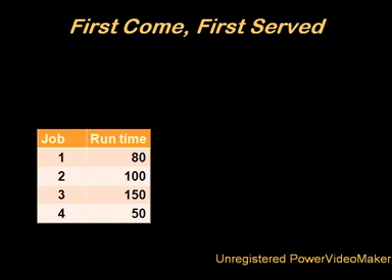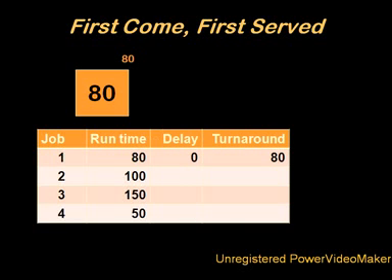Well, let's look at a couple of strategies. Taking a page from the memory management book, let's look at first come, first served. Now, I'm assuming that for whatever reason we have 4 jobs here ready to go, and their run times are as indicated in the table. Well, job 1 was there just before the other jobs, so we'll let it have the first crack at the CPU. It runs for 80 milliseconds, and that gives it a delay of 0. We started it immediately as soon as it arrived, and a turnaround time of 80 from when it arrived until it was done.